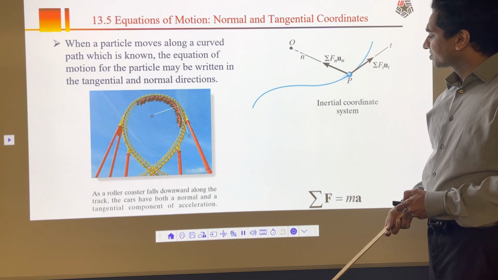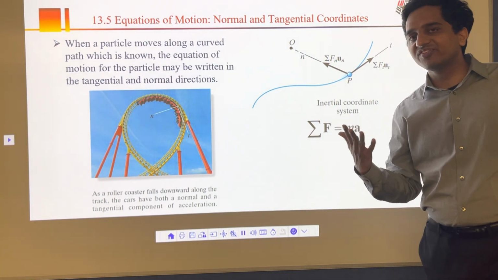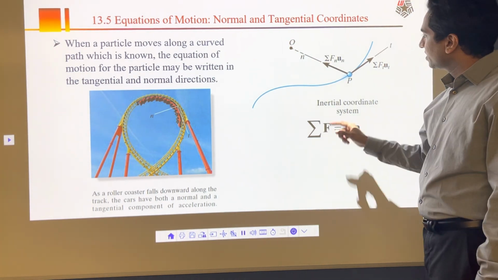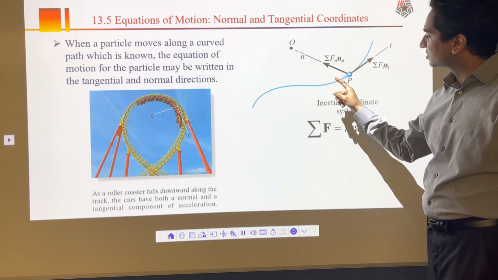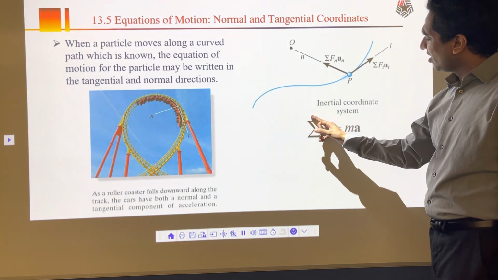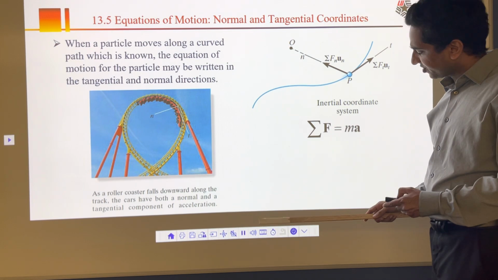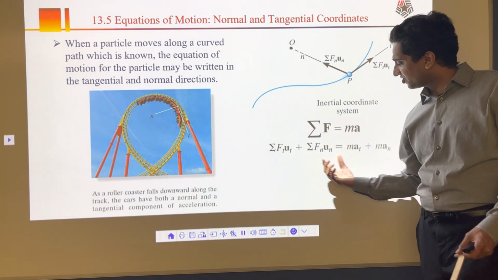So here, for the forces acting in the normal direction, the way we have Fx and Fy, when you use normal and tangential we have Fn and Ft. Forces in the tangential direction, forces in the normal direction. So I have F equal to ma, all the forces in this direction. If I apply this to the normal and tangential direction forces, I'm going to get this equation.